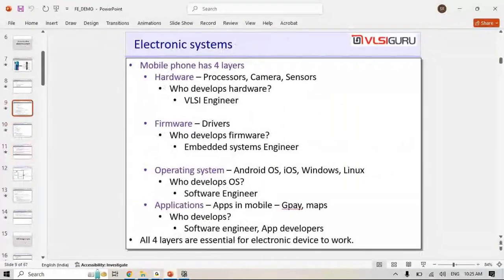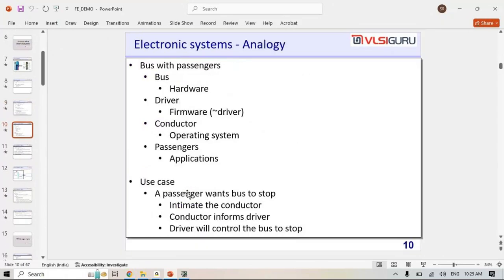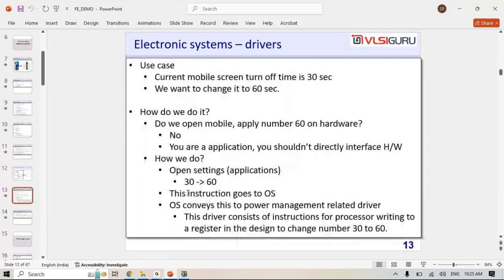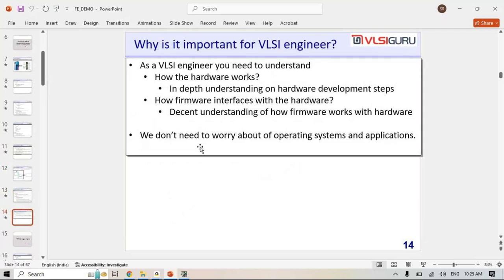We have understood all this example, right? What is hardware, what is firmware, what is operating system, what is applications, and what goes into a driver, everything. Okay. So as a VLSI engineer, what should you know? You should be very comfortable with hardware. You should have some idea about embedded systems, the basics of it.